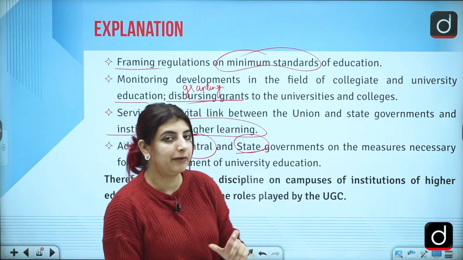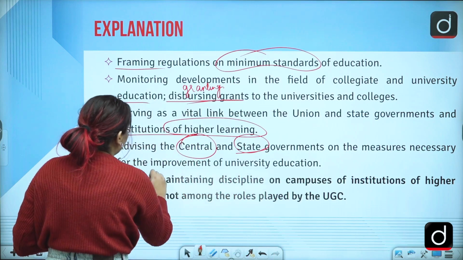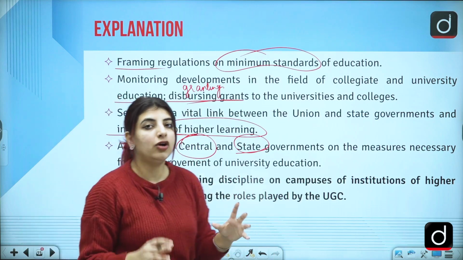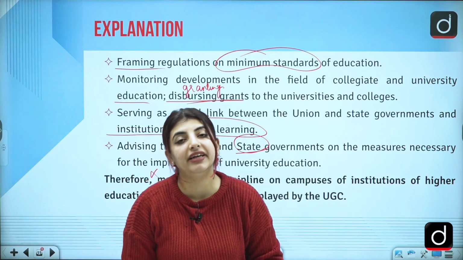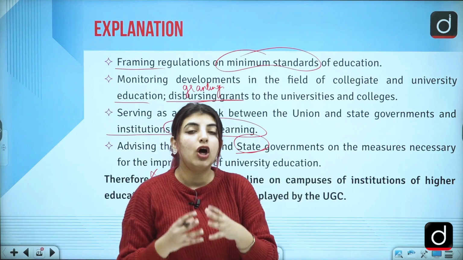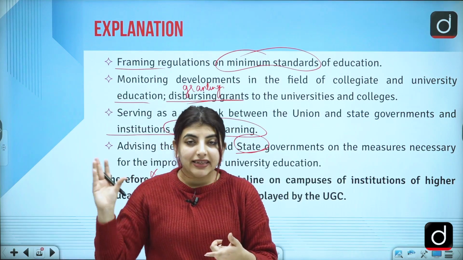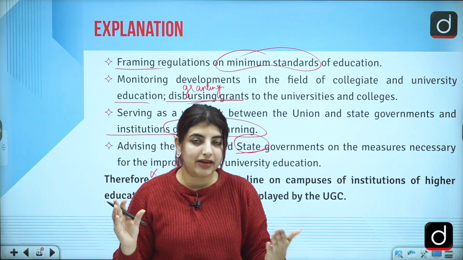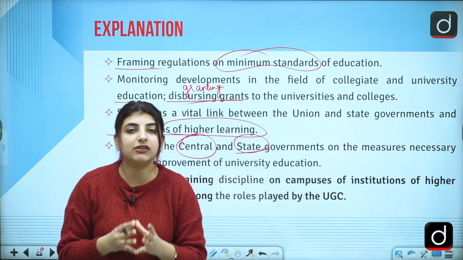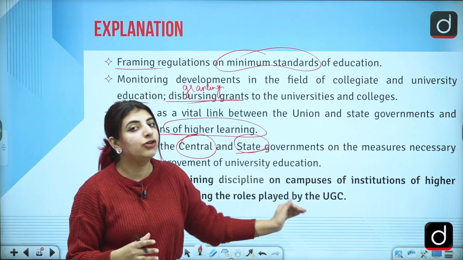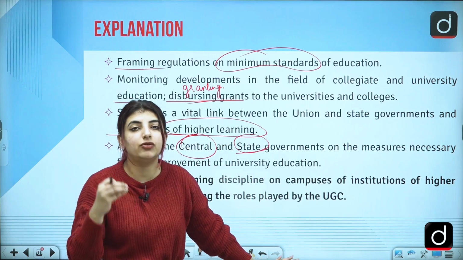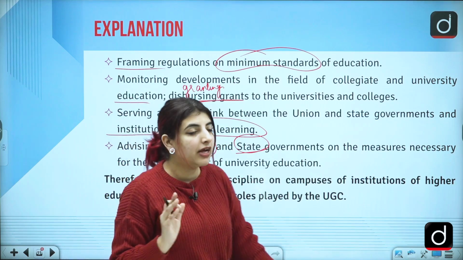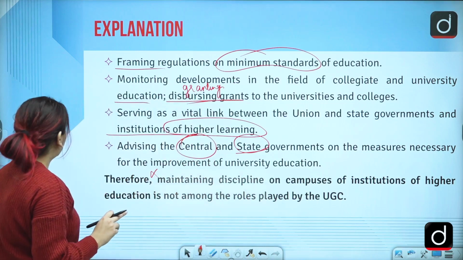That's why maintaining discipline is nowhere in the objectives, and these objectives have been taken from the official website. So of course, these things have been officially declared by the UGC, that these are the objectives, and these objectives do not contain anything which is related to maintaining the discipline in the campuses. Correct? So this question is answered here.